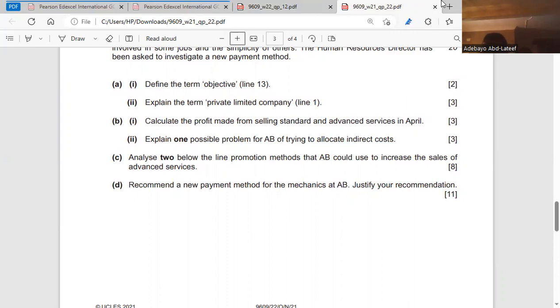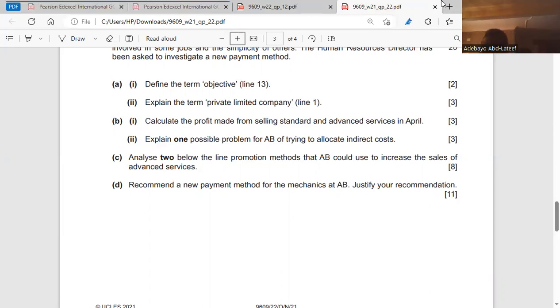Okay. Clear, right? So the first one you could use is sales promotion, which could be BOGOF, buy one, get one free. That could increase revenue. The second one I wrote is personal selling. AB can directly talk to potential customers about the advantages of its services. Okay. Clear?